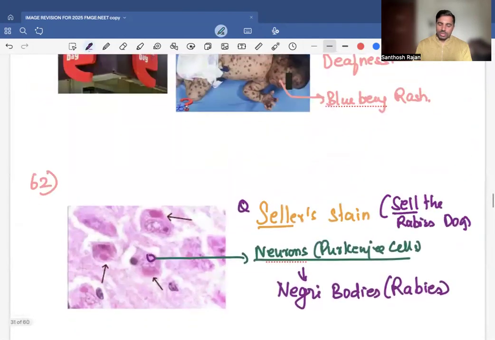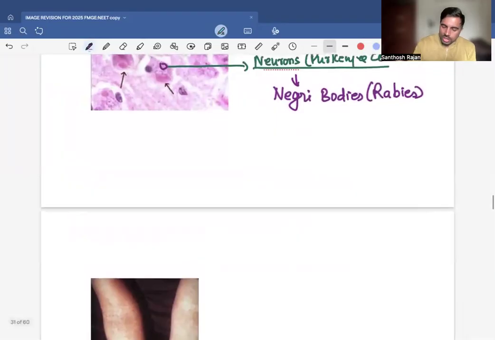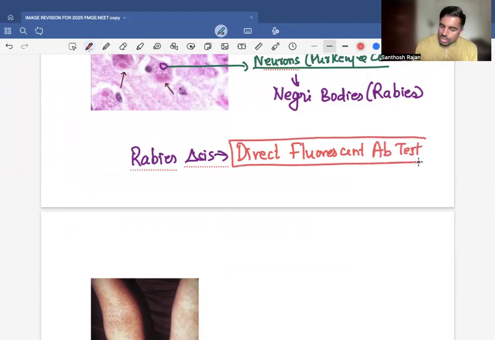Of course, the main gold standard test for diagnosis of rabies is, repeatedly I'm saying, the direct fluorescent antibody test. Okay, we are detecting the antigen, but we are using a fluorescent tagged antibody. That's all. Okay, very simple.